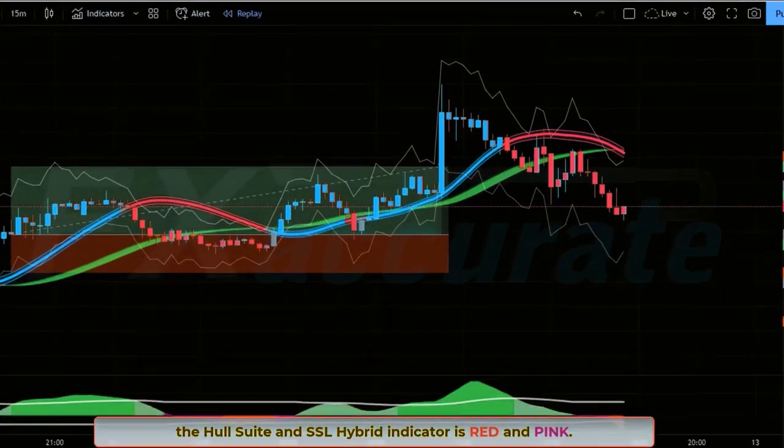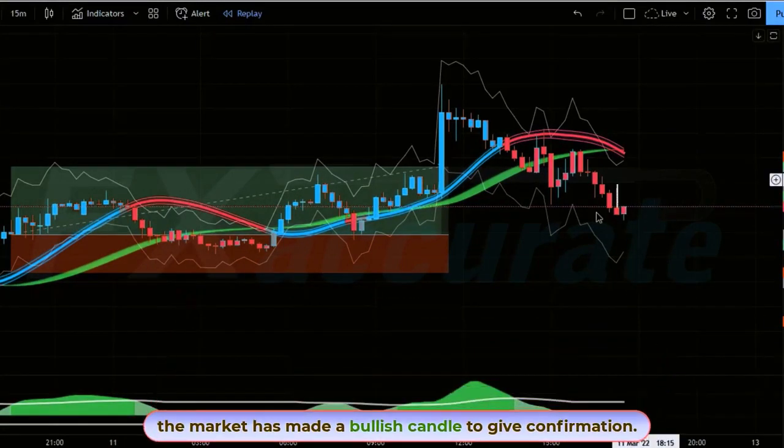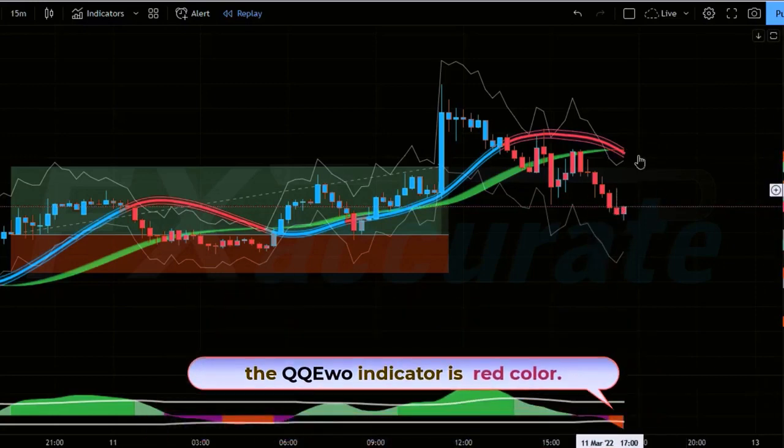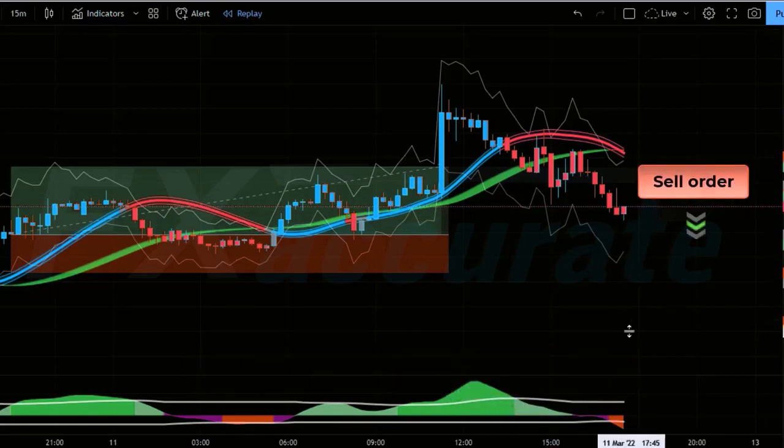Here the Hull Suite and SSL hybrid indicator is red and pink. The market has made a bullish candle to give confirmation. The QQEWA indicator is red color. So all our conditions are being fulfilled, so we are placing an order to sell.